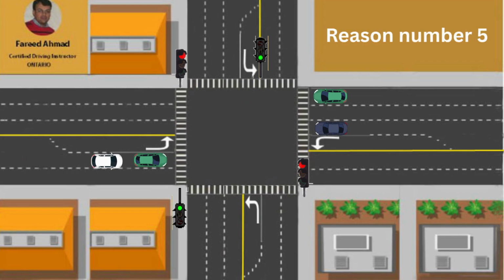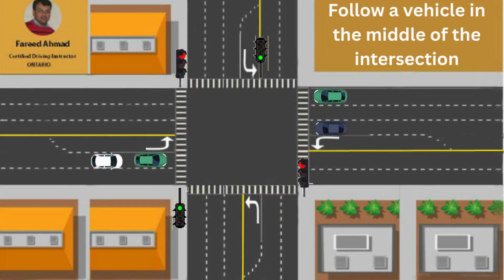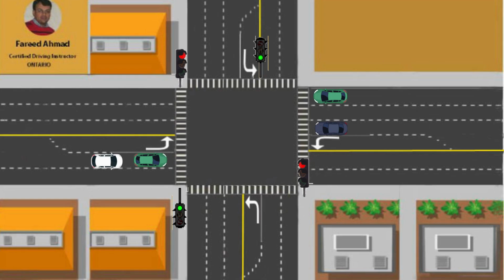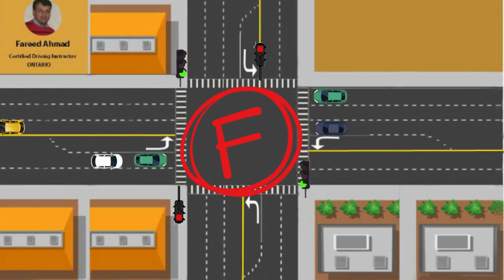Reason number 5, following a vehicle in the middle of the intersection. You are approaching the left turning lane and see that a vehicle is already waiting to take left in the middle of the intersection. Please do not follow behind. Because if the signal changes to orange and red, then the waiting vehicle has the right to complete its turn. However, you are turning on a red signal, and this could be another reason for failure in your road test.